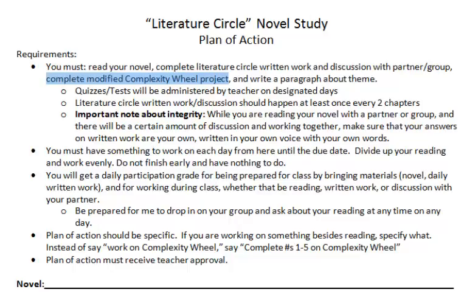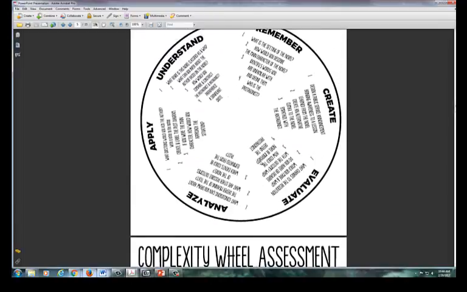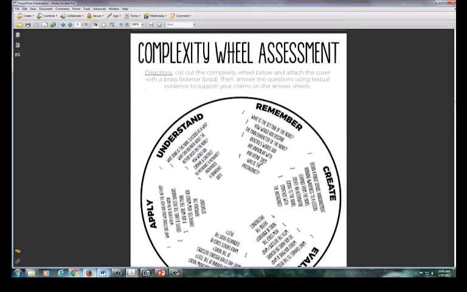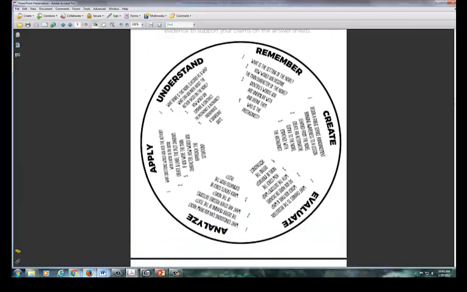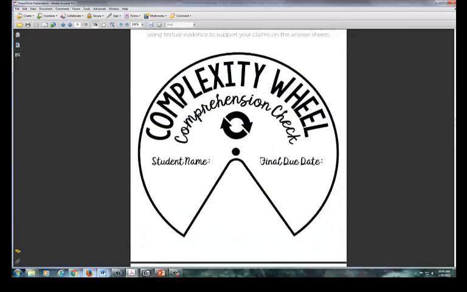I mentioned that, obviously the paper says that it's modified. I mentioned that there were going to be some questions that I would not have you complete, and I could not find my piece of paper where I had listed those, and I found it, so I need to tell you what questions to not do. Okay, so let's take a look at the complexity wheel. You should have received this piece of paper right here. There will be a piece that goes on top of that, like this.